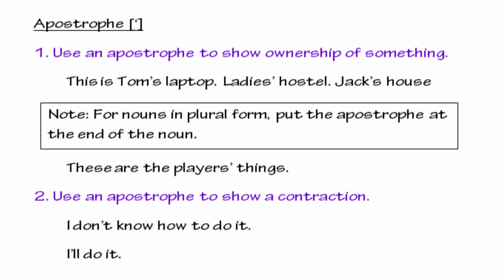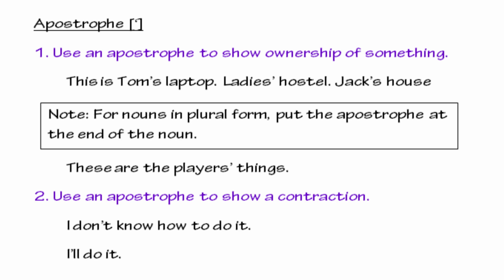Okay, and there is a note for nouns in plural form, put the apostrophe at the end of the noun. You can see an example here. These are the players' things. Here, the players is a plural noun, and so to show that ownership, we add an apostrophe after players.